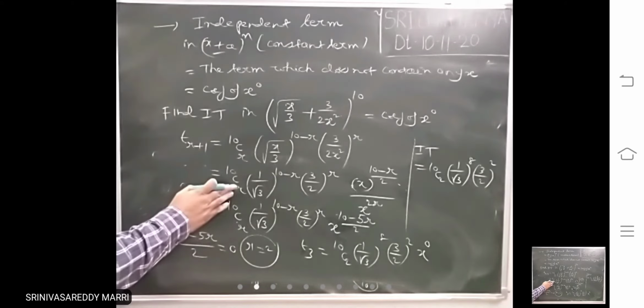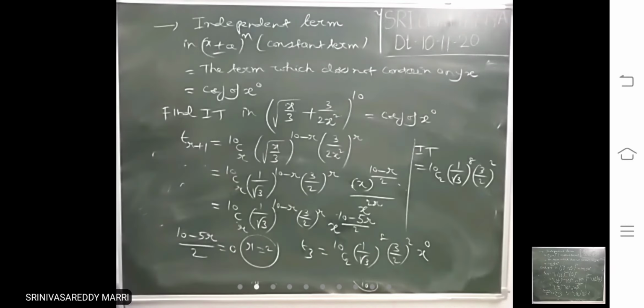So just write the general term and then equate x power to 0. This is how to calculate the independent term.